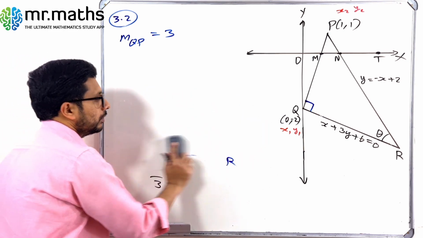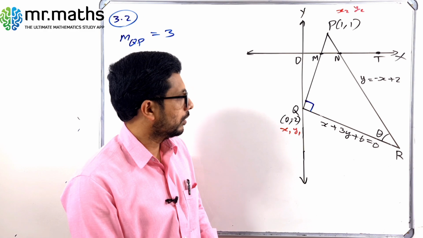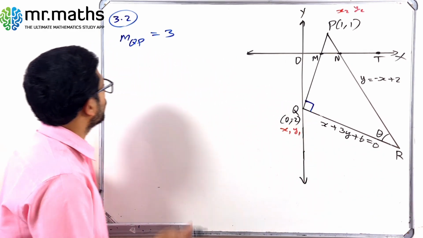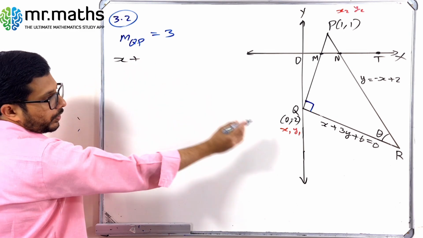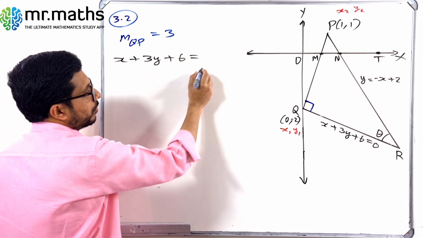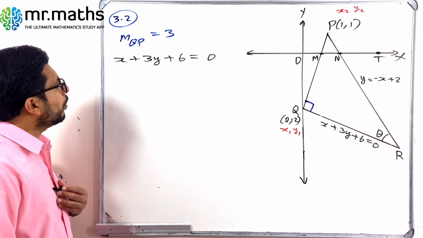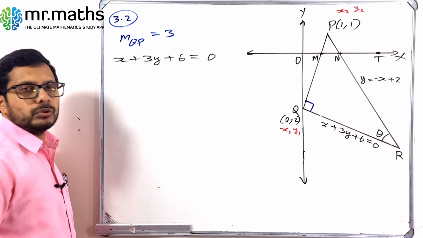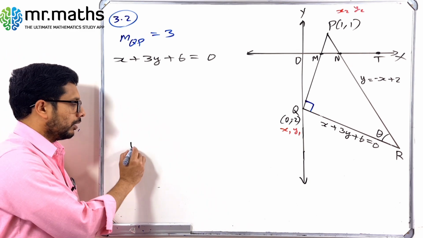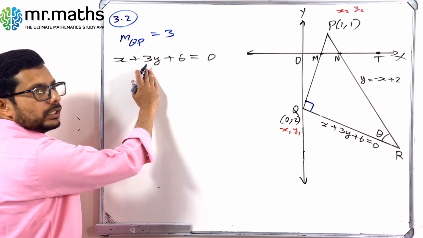For that, what we can do is look at the equation of QR. The equation of the line QR is given. What is the equation of the line QR? x plus 3y plus 6 is equal to 0. This is the equation of QR given. So now from here we have to write this equation in standard form. What is the standard form of a straight line? y is equal to something like that. So now we have to write this equation like that.